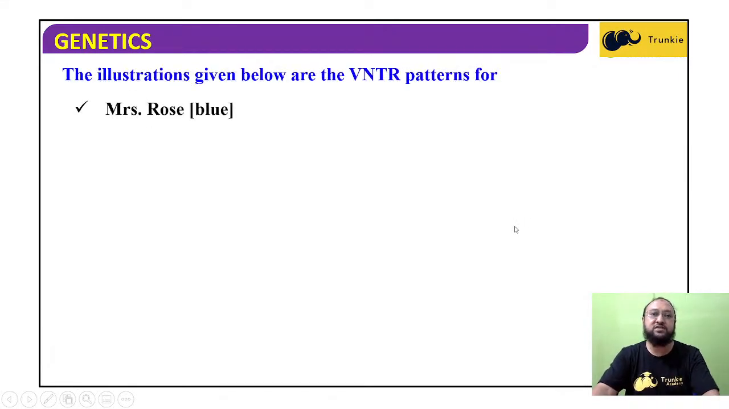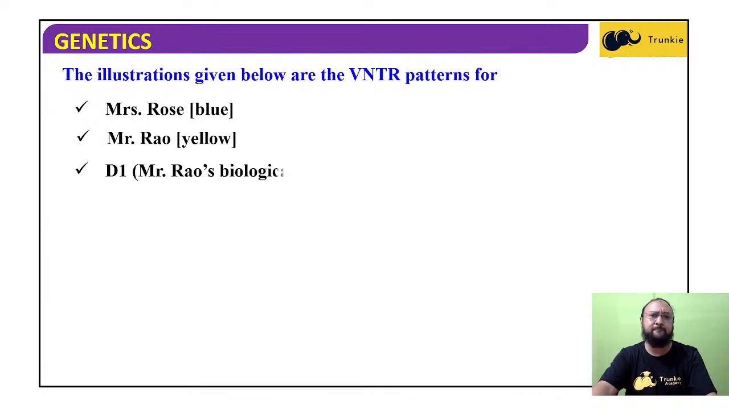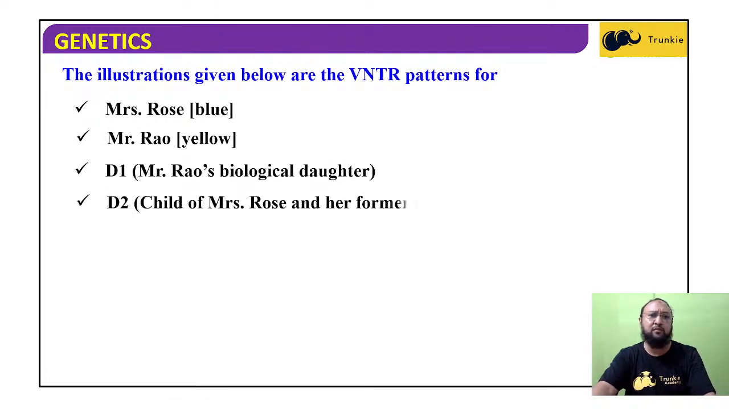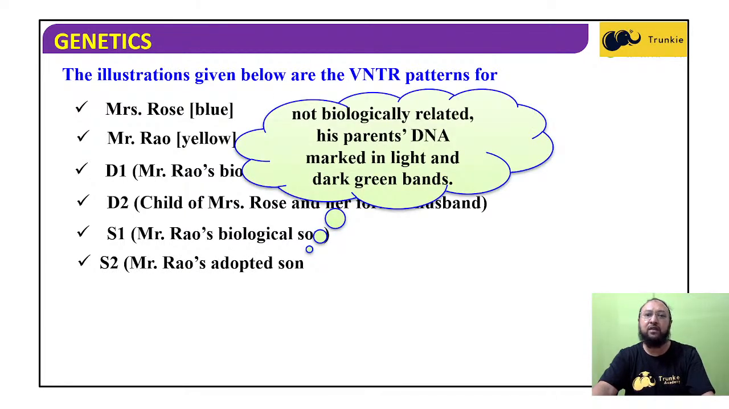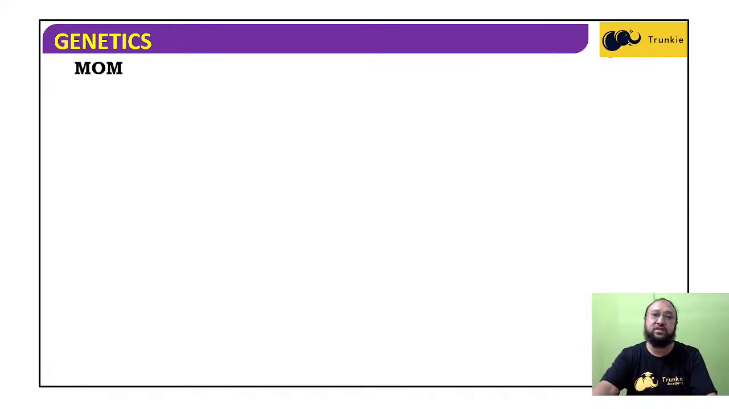The illustration gives the VNTR patterns for Mrs. Rose, Mr. Rao, D1, her biological father, D2, child of Mr. Rose and her husband, and S, Mr. Rao's biological son, not biologically related. The illustration is not given here, so this question is incomplete.